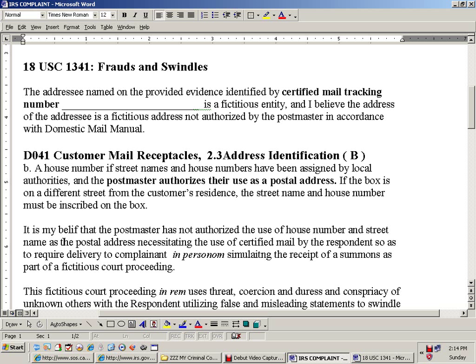But because it has a fictitious address, being the street number and name, and it hasn't been authorized by the postmaster, right? They don't put it in your post office box. Otherwise, they could just send it to you by normal mail. Because something that's put in the mail is considered delivered, period. Once it's in the mail, it is considered delivered. That is a presumption of law.